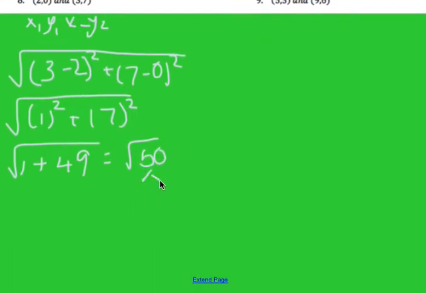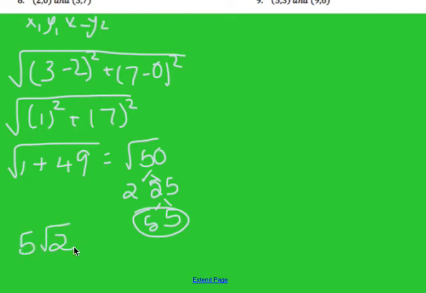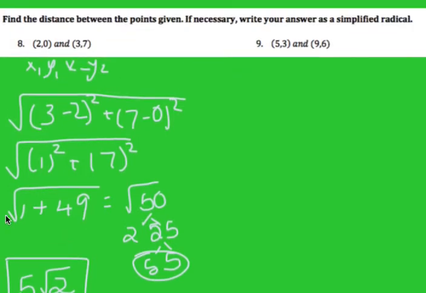So I'm going to go ahead and break down 50 into pairs. Well, 50 divided by 2 gives me 25. And 25 I can break down to 5 and 5. So I have a pair of 5s that I can take out. And then left underneath the radical is 2. So 5 square root of 2 is the distance between those 2 points.